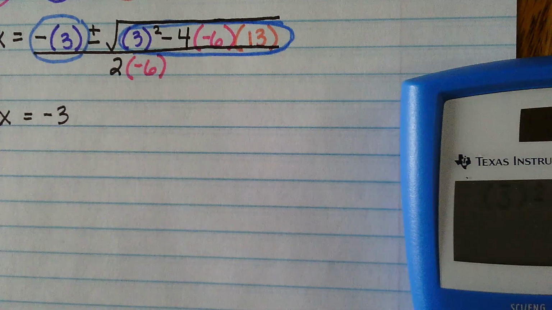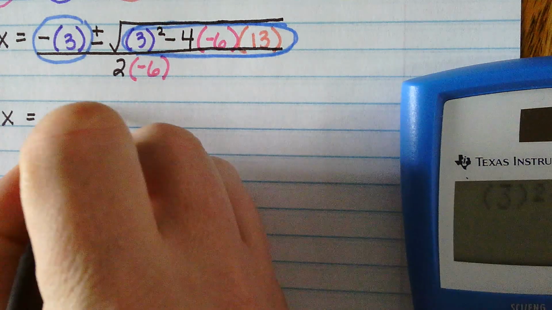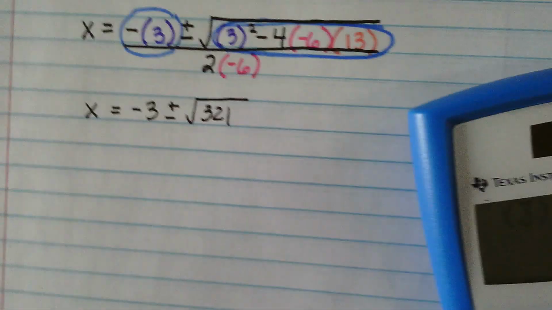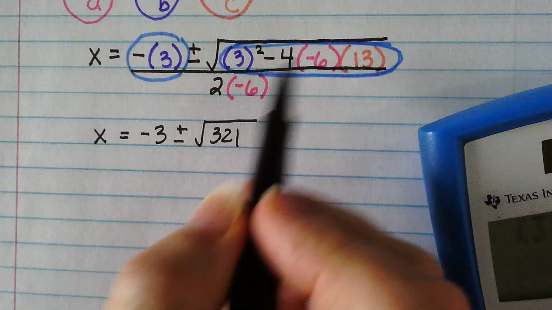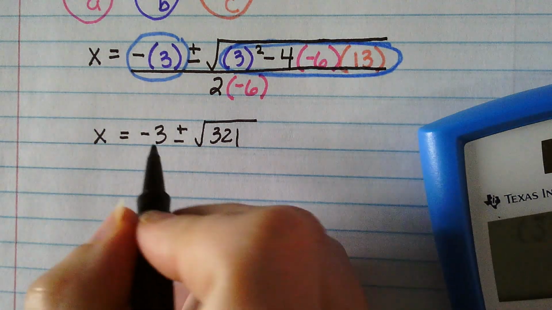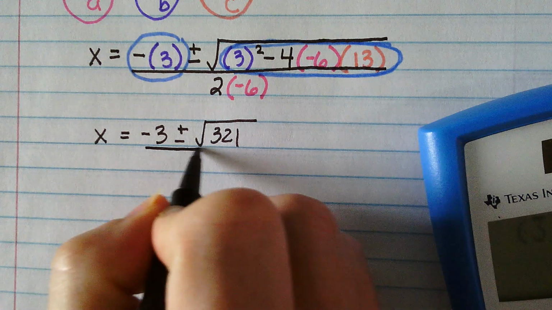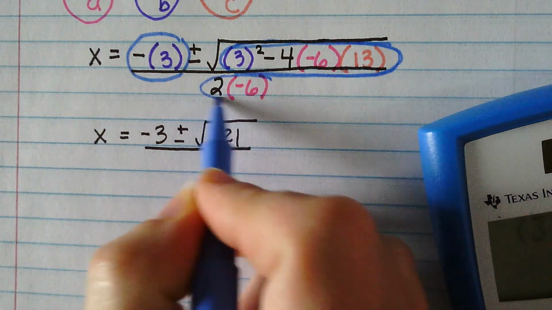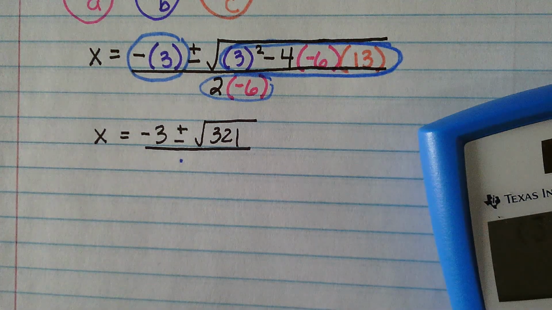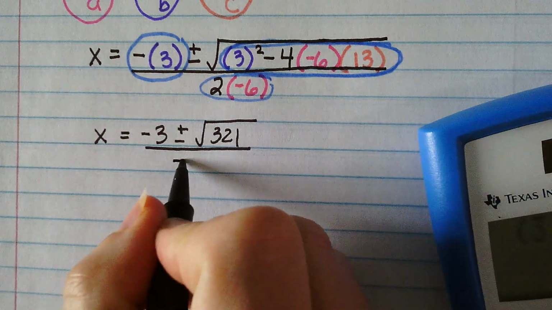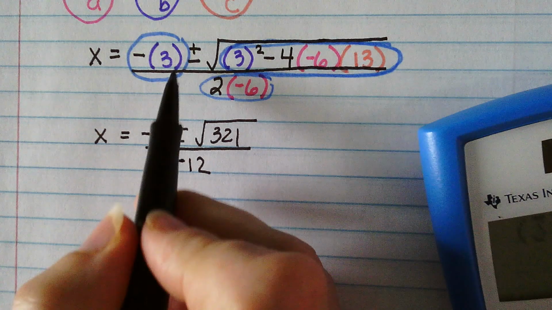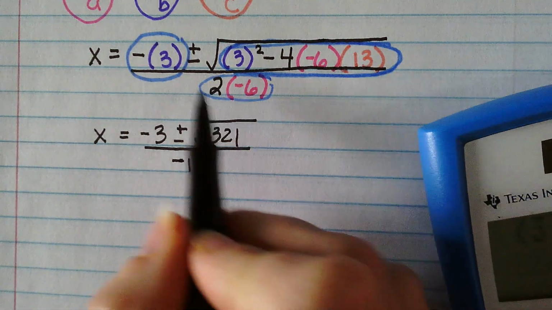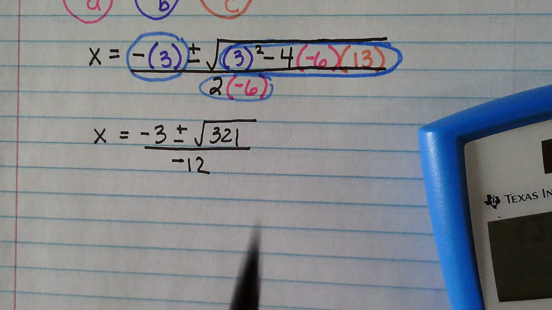So when I go to write this plus or minus square root, I only need to put 321 there. So that shrinks all this mess down to that. And then our last one that we're going to calculate is the bottom, and that's 2 times -6, which is -12. So again, calculate the outside, calculate under the radical, and then calculate the bottom. And that gives you this right here.